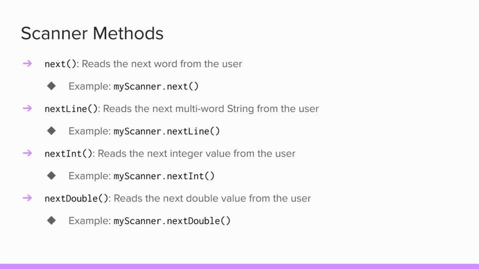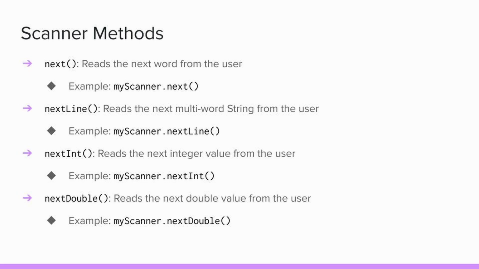Here is a list of a few scanner functions in Java. You can see the corresponding syntax for the different functions: next, nextLine, nextInt, and nextDouble. All of these methods are used to read inputs from the user, but each method will read in a different variable type.